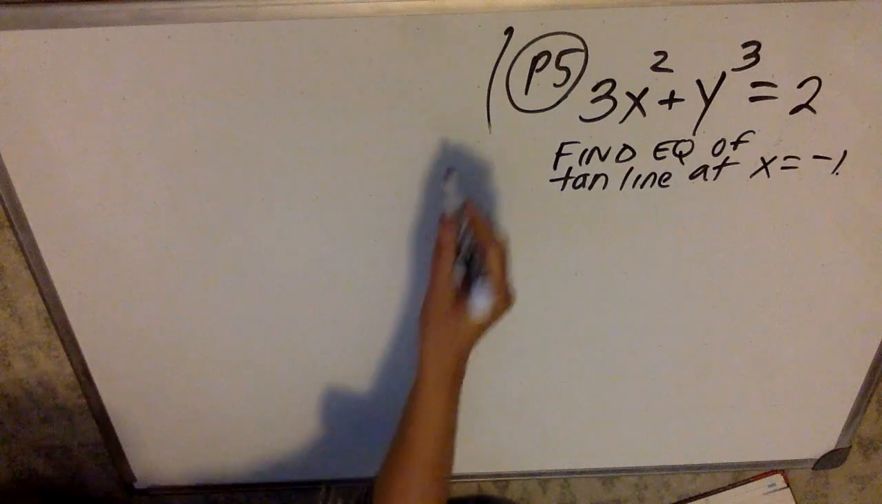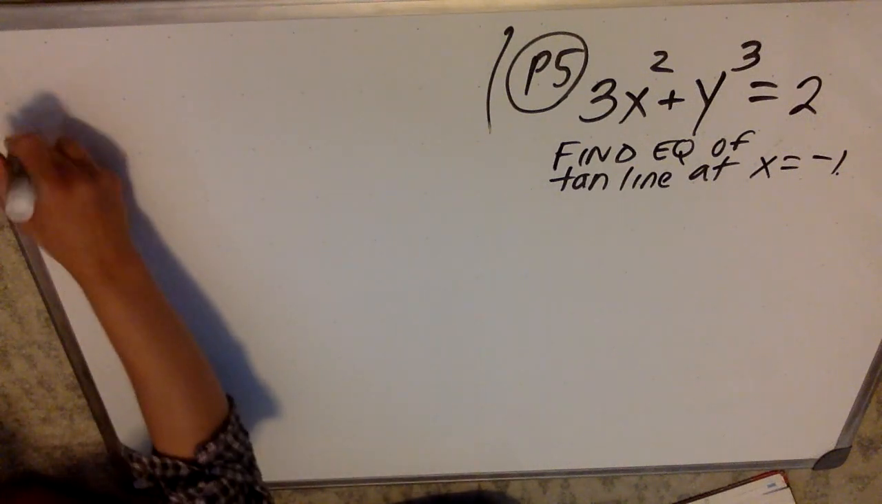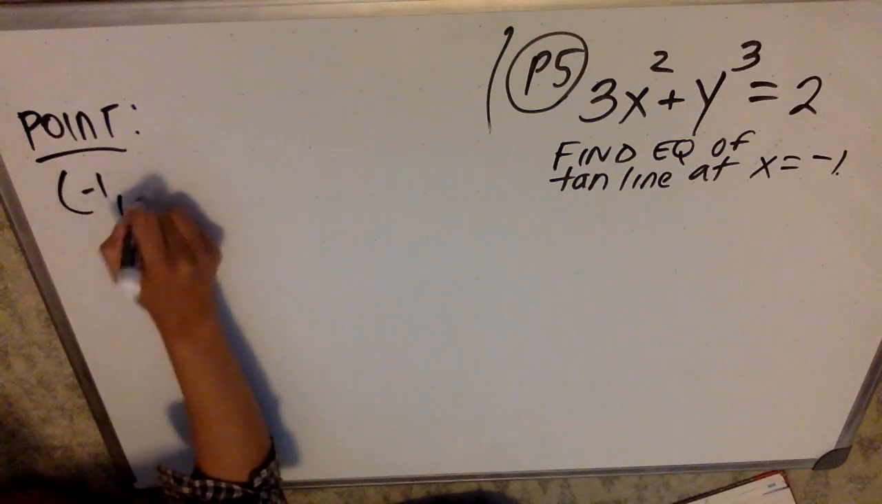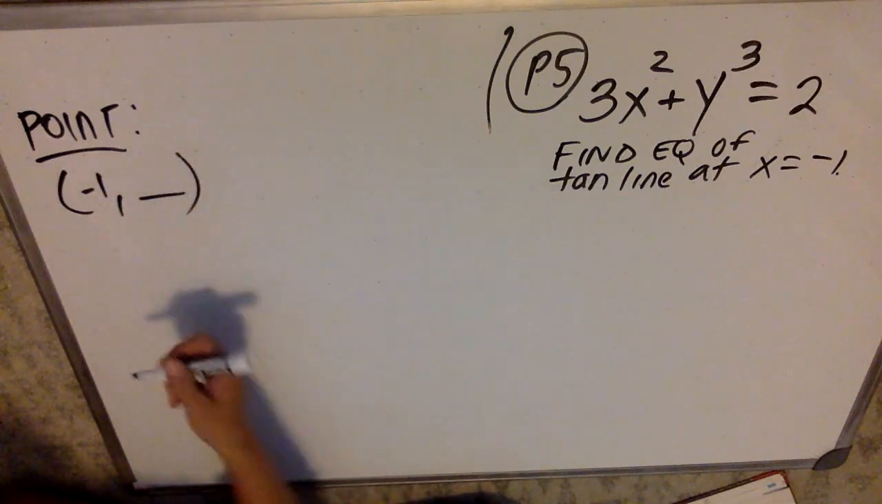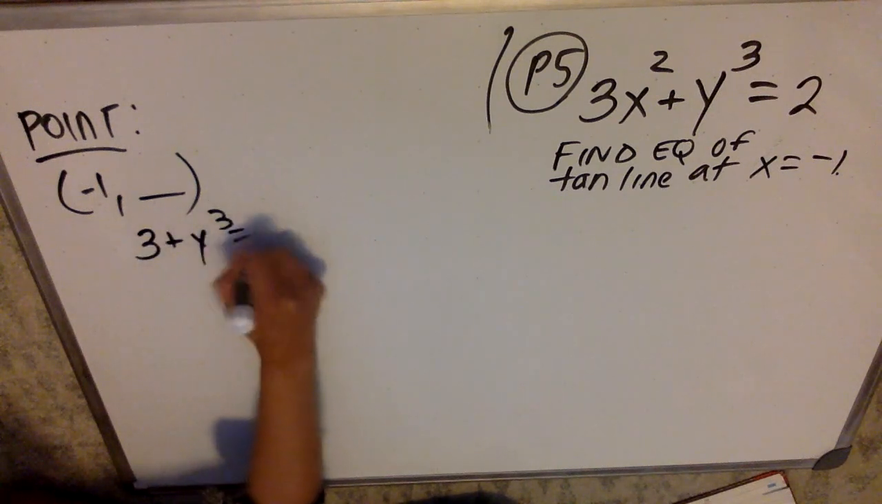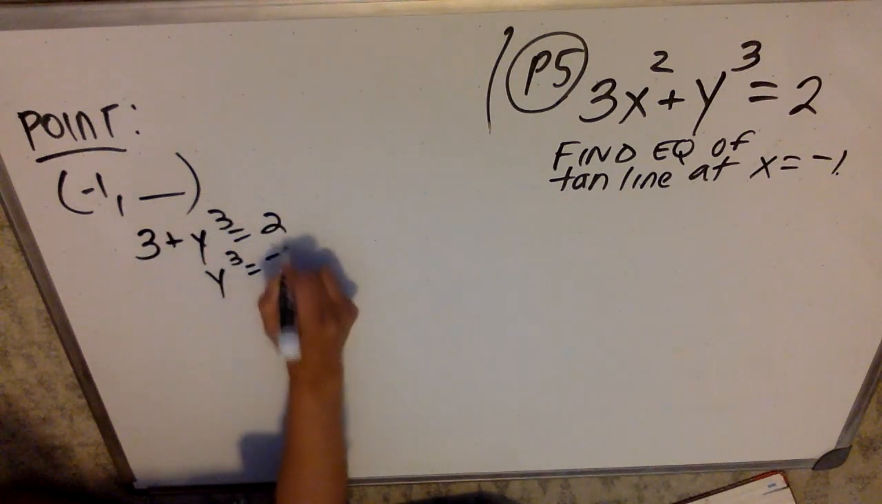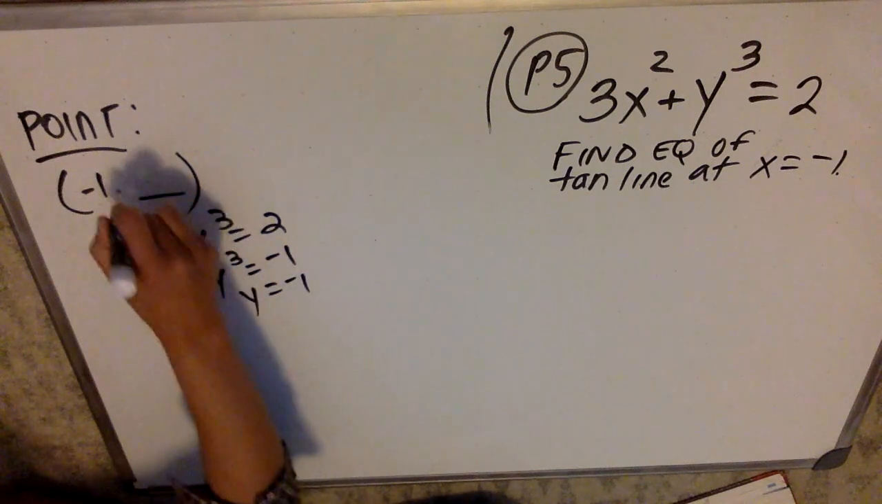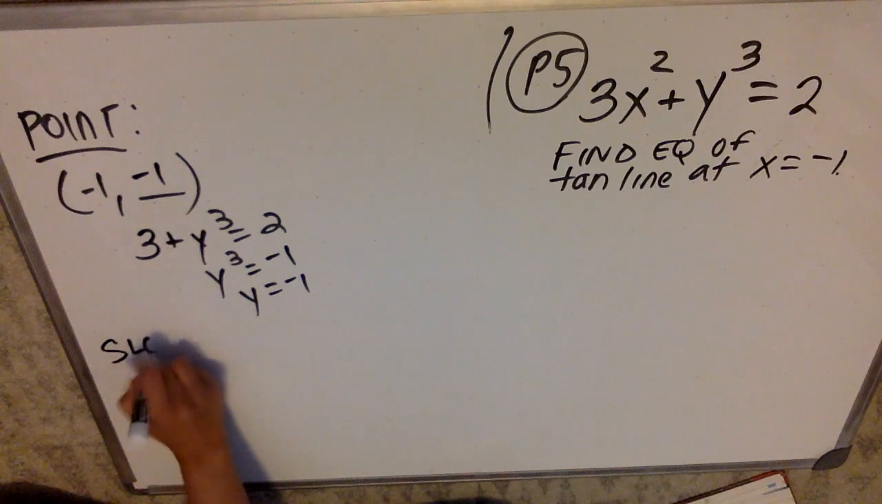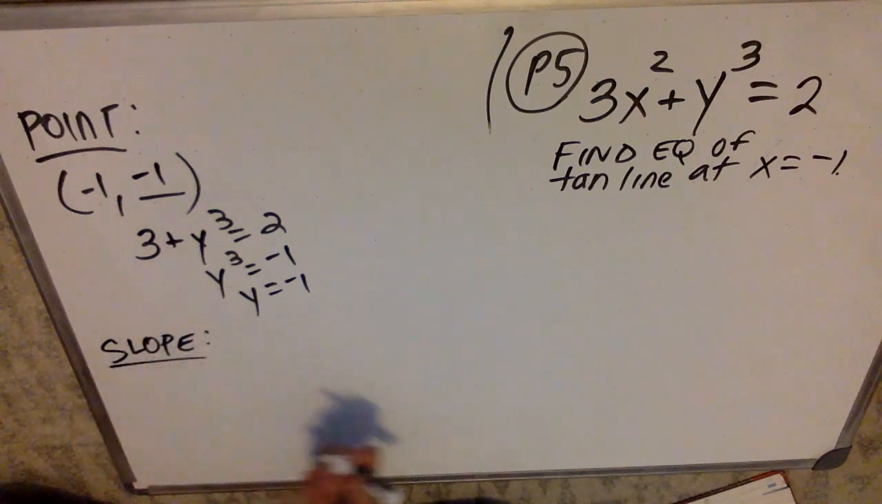Okay, so again, I need 3 things, right? Point, slope, and answer, right? I know that the point is negative 1 comma blank, right? I'm going to find that by plugging into this original function, and I'm going to get 3 plus y cubed equals 2. Y cubed is a negative 1. Oh, cool. Y is also a negative 1. Okay, so I have a point, negative 1, negative 1. I need a slope. Well, that slope is going to involve differentiating.